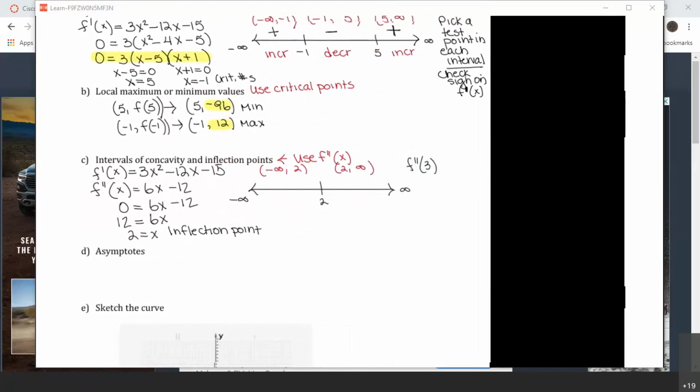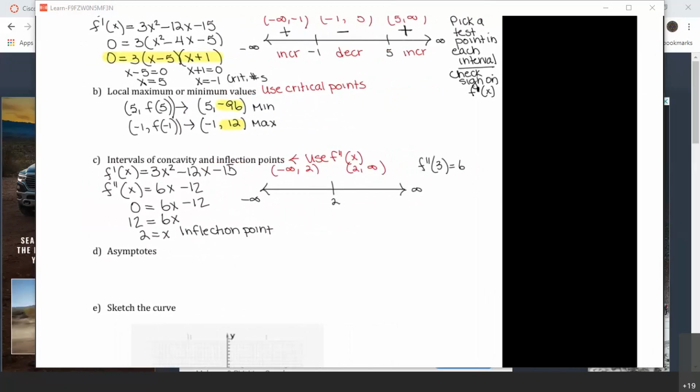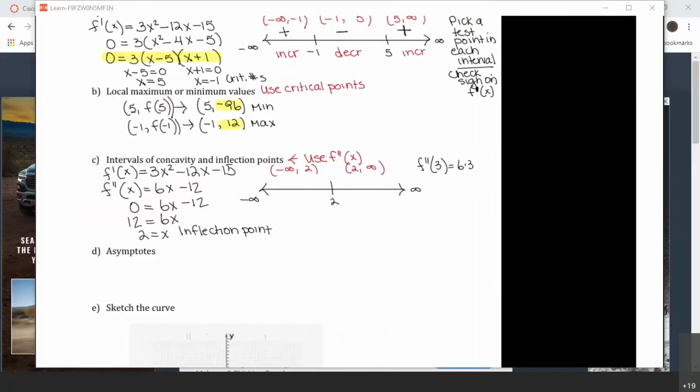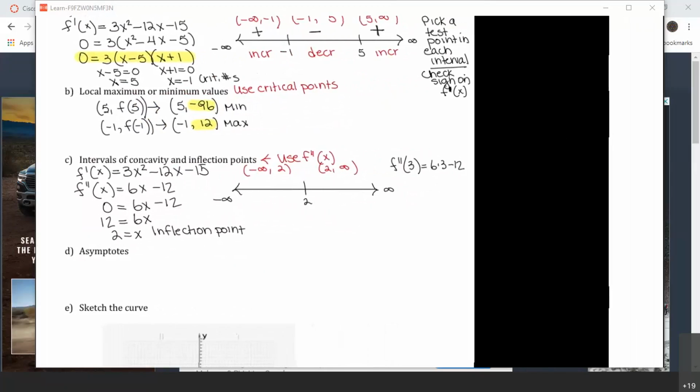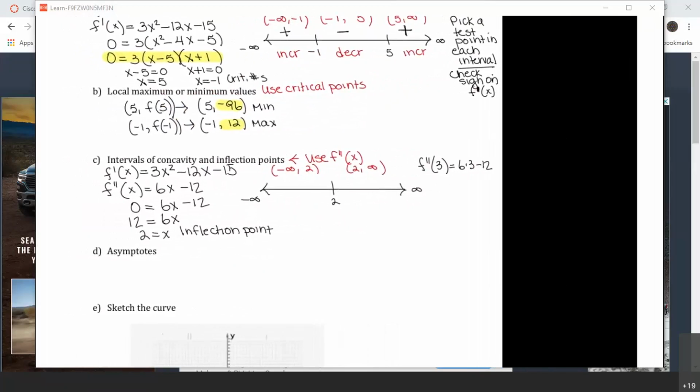So you can see that is 18 minus 12, which gives me a positive value. And you might remember how concavity works: positive is concave up. All right, and I'll pick another value in the second interval from 2 to infinity. I'm going to pick 0. That's negative, and you might remember negative is concave down.